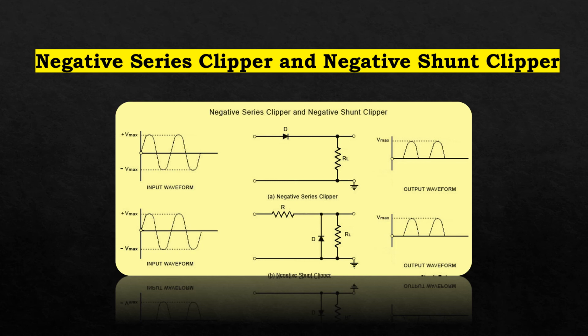In this discussion and in the previous discussion, the diode is considered to be the ideal one. In a practical diode, the breakdown voltage will exist: 0.7 volt for silicon and 0.3 volt for germanium. When this is taken into account, the output waveforms for positive and negative clippers will be of the shape shown in the next slide.